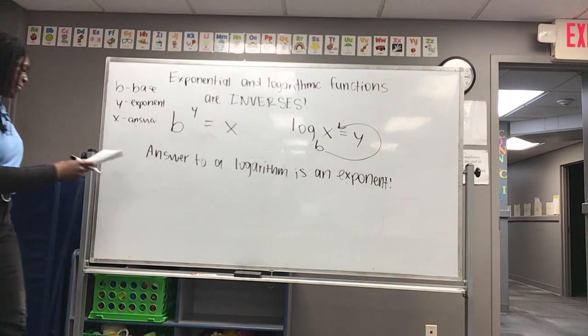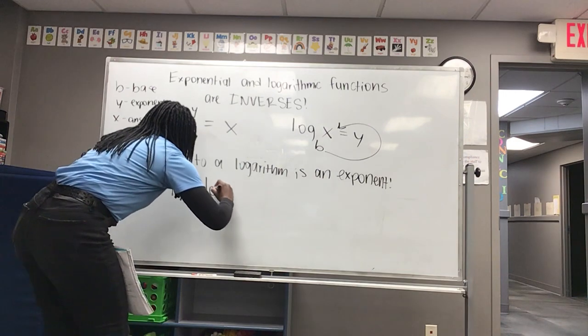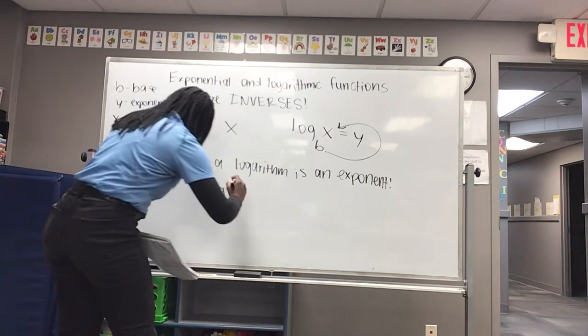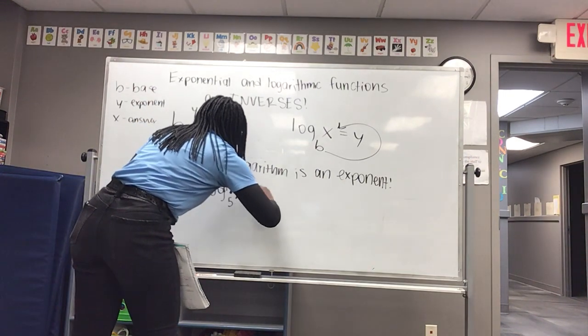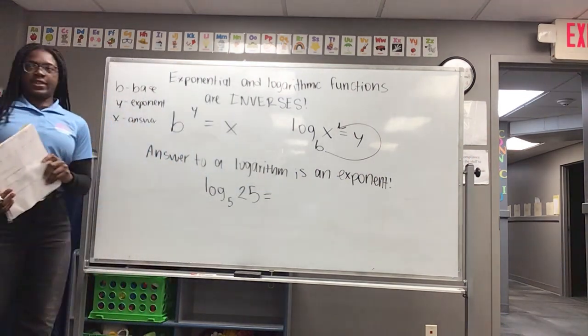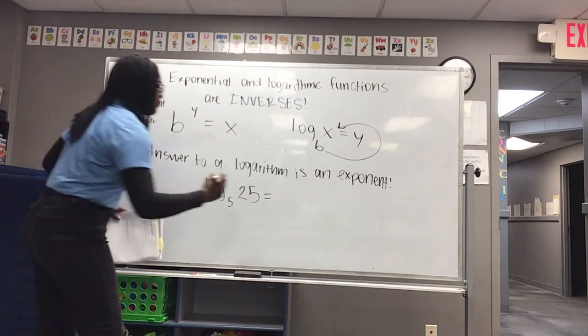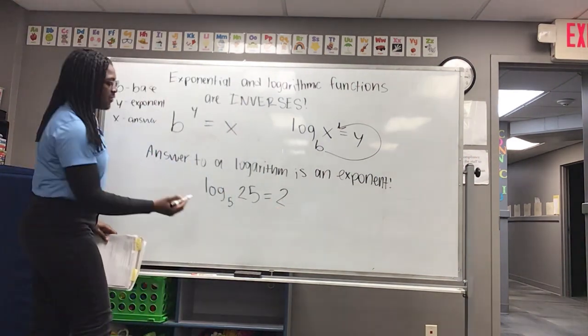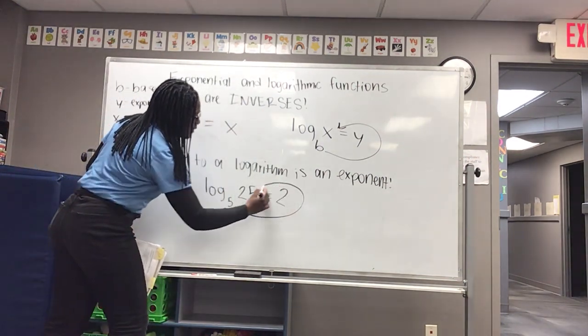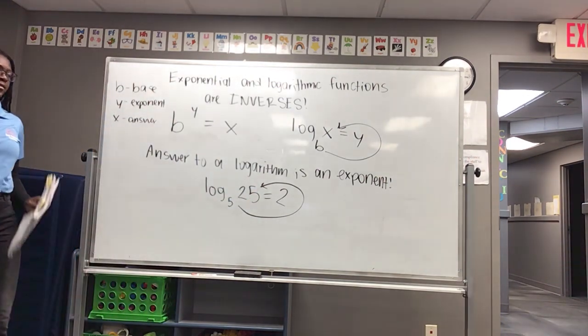So we'll do one more example. But I have log base 5 of 25. What would that equal? Yep. So if we did our little curve like that, 5 squared equals 25.